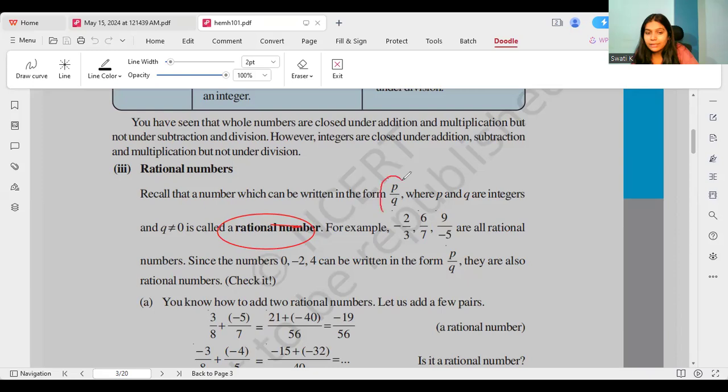So a number which can be written in the form of p by q, where p and q are integers and q is not equal to 0.